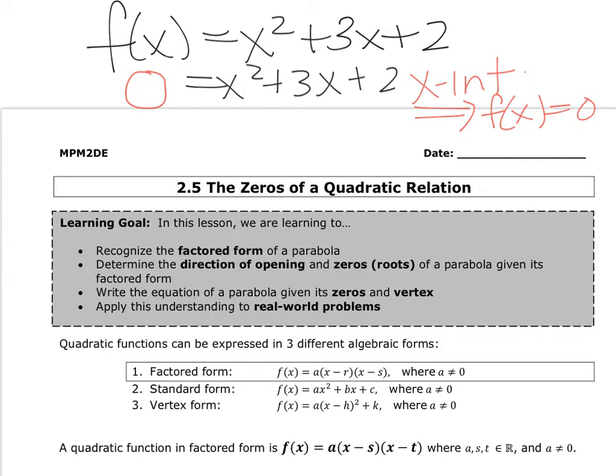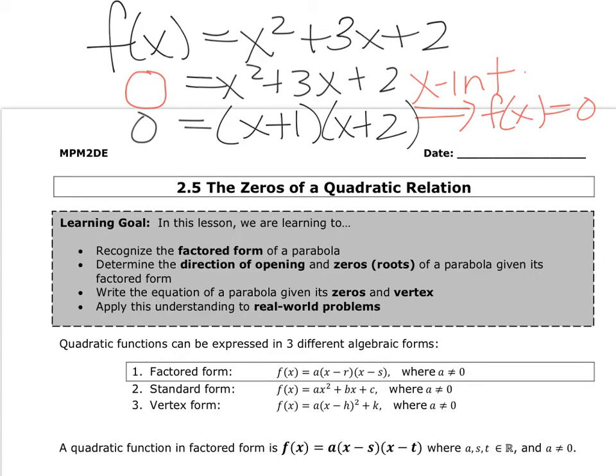So what I would do from here is we would say 0 equals, well, what are 2 numbers that multiply to 2 and add to 3? Well, that's 2 and 1. So we'd factor this like x plus 1 and x plus 2.